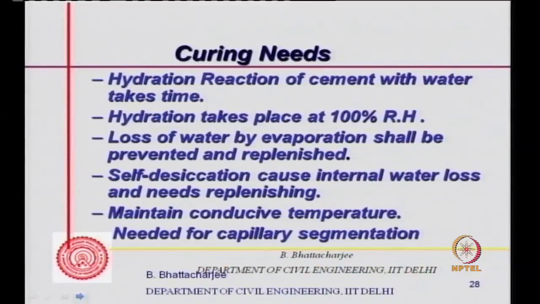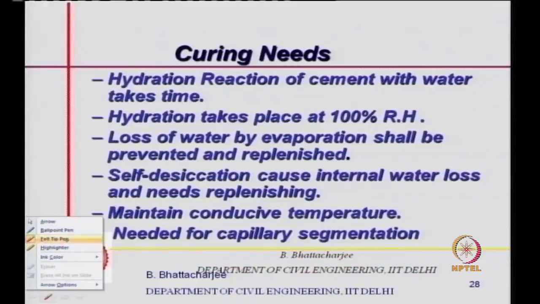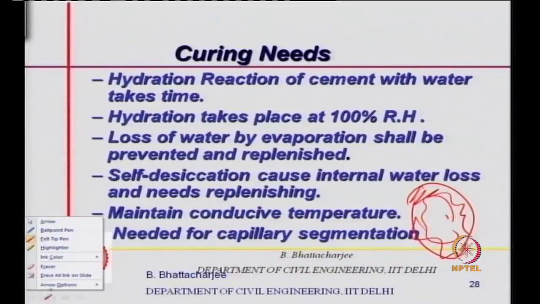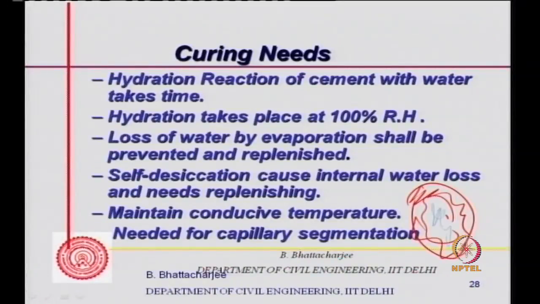Most important, if you have inadequate hydration occurring, the capillary pores in the system, which we have discussed earlier, if you can recollect, are between the cement hydrates, outer product, and so on, and you will have unhydrated cement somewhere there. Then there will be interconnected capillary pores in between. These capillary pores need to be segmented.